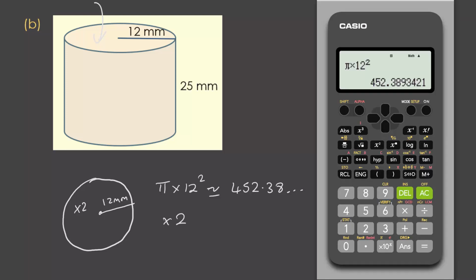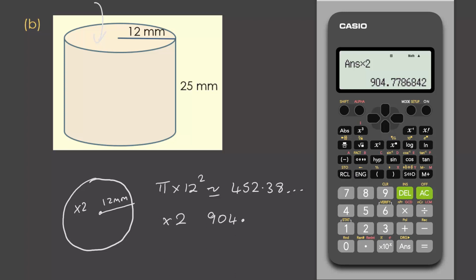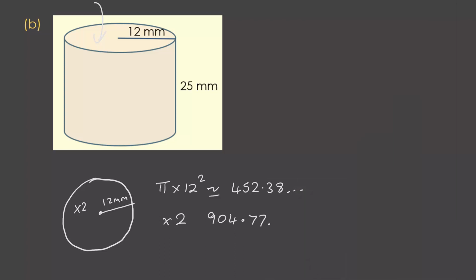And so for top and bottom we get 904.77 and so on. I haven't bothered with any rounding yet, you notice.